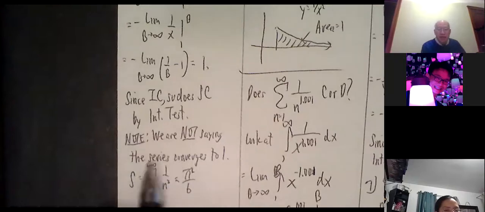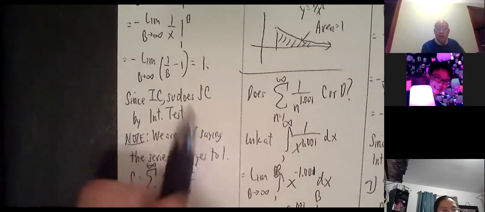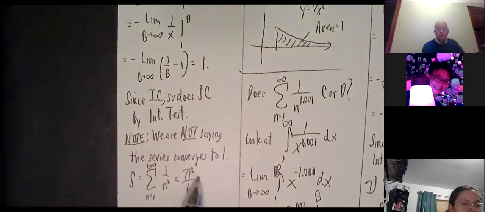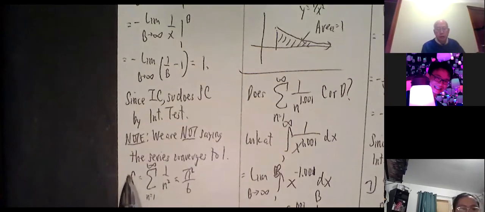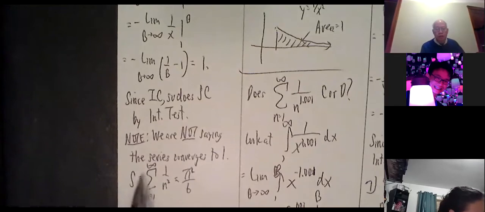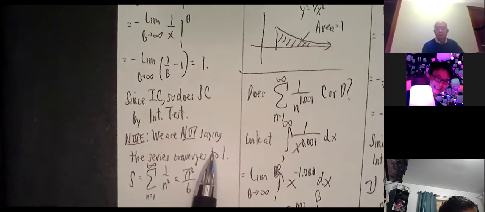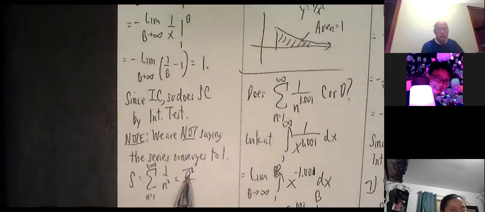Note, we are not saying the series converges to 1. That's not true. It just converges, period. In fact, I think the book mentions this. You can prove in more advanced classes, beyond the scope of our course, that the summation of 1 over n squared turns out to be pi squared over 6. Don't ask how they got that, but that's about 1.5. Pi is like 3, 3 squared is 9, over 6. So it's close to 1, but it isn't 1. All we can say is that it converges, period.